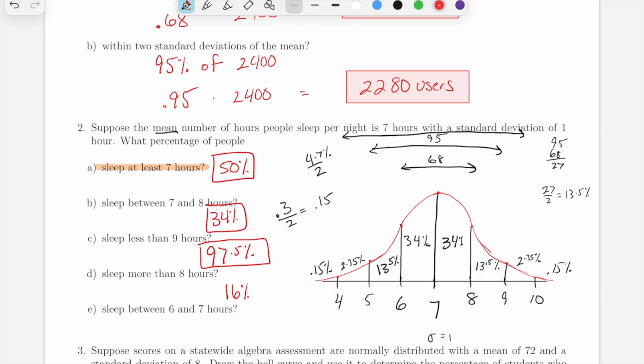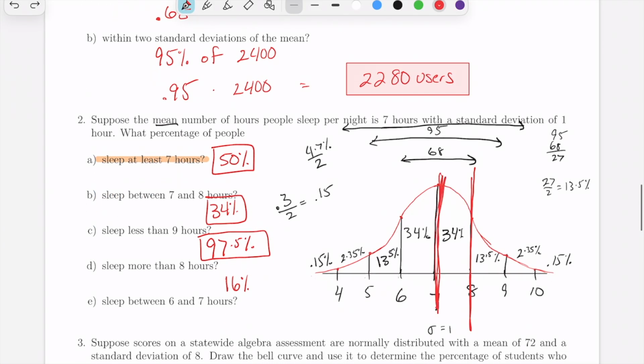What I would do is, I know that the middle is 50%. I can add 50 and 34 to get 84%. And so now I know that all this is 84%. So 100% minus 84% gets me the rest of this, which is just 16%. So that's how I would do that problem, but you can absolutely do it any way you want.